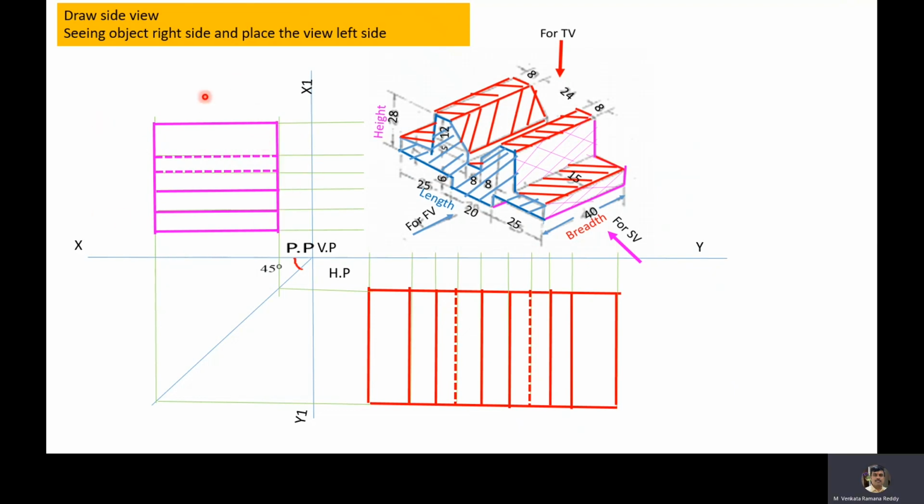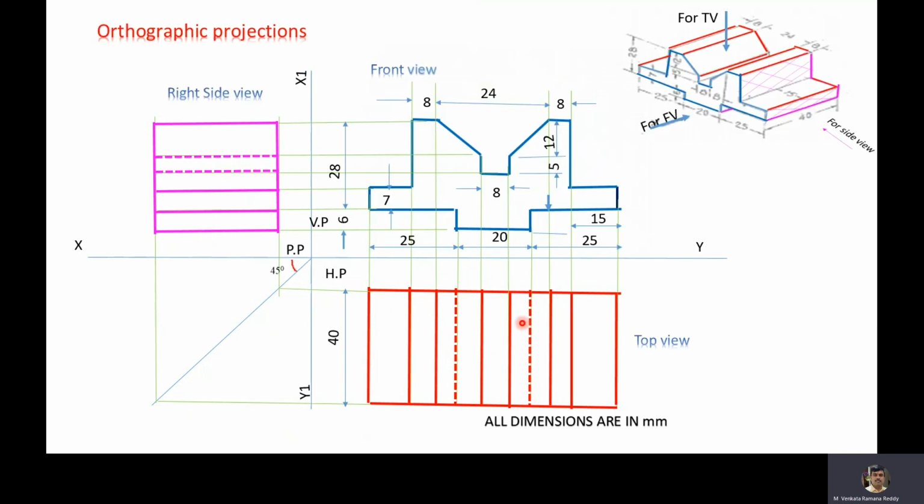This is the side view. In the case of side view, this color shaded region is visible, whereas this particular inside region is invisible. This is the side view and this is the top view. And this is the front view. That is, drawing the front view, top view, and side view is completed. Even the dimensioning part is also completed.